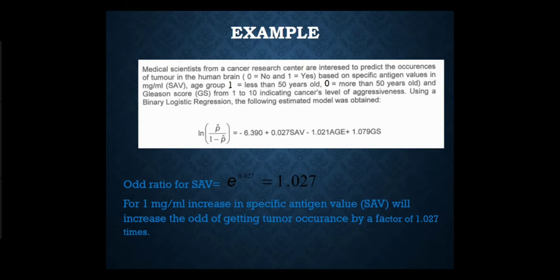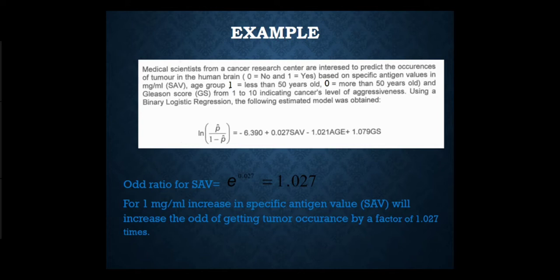So the binary logistic regression will be written as ln P over 1 minus P equal to negative 6.390 for the constant, plus 0.027 coefficient for SAV, negative 1.021 is the coefficient for age, plus 1.079 is the coefficient for Gleason score. Okay, we have this equation.